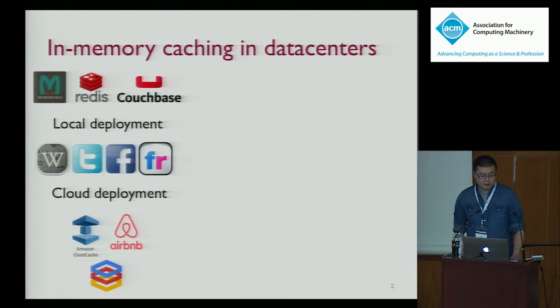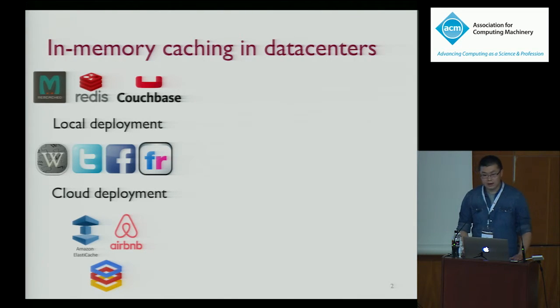And nowadays, in-memory caching has become an essential data center component and has been widely used by a lot of key players in the field. For example, Facebook uses their optimized Memcached and has a large-scale 2,000 node Memcached deployment in their local data center, while at the same time, Twitter uses Redis for performance optimization.